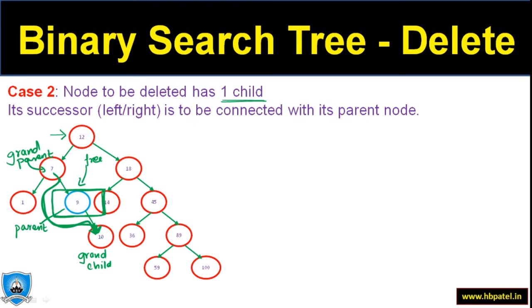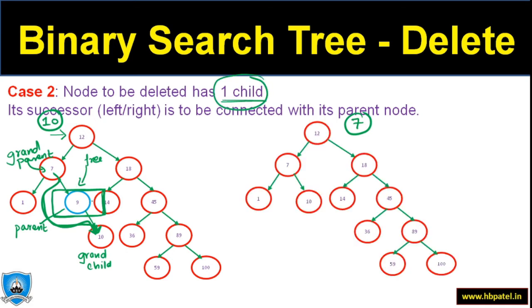So 9's successor is 10 and 9's parent is 7. So 7 is to be connected with 10. So the successor of the node, that is 10, in this case is to be connected with its parent. Parent is 7. So if you connect 7 and 10, then automatically 9 will be out of this tree, and then you can always free the memory. So this is the second case where you wish to delete a node having just one child. After deletion this 7 will be pointing to 10.